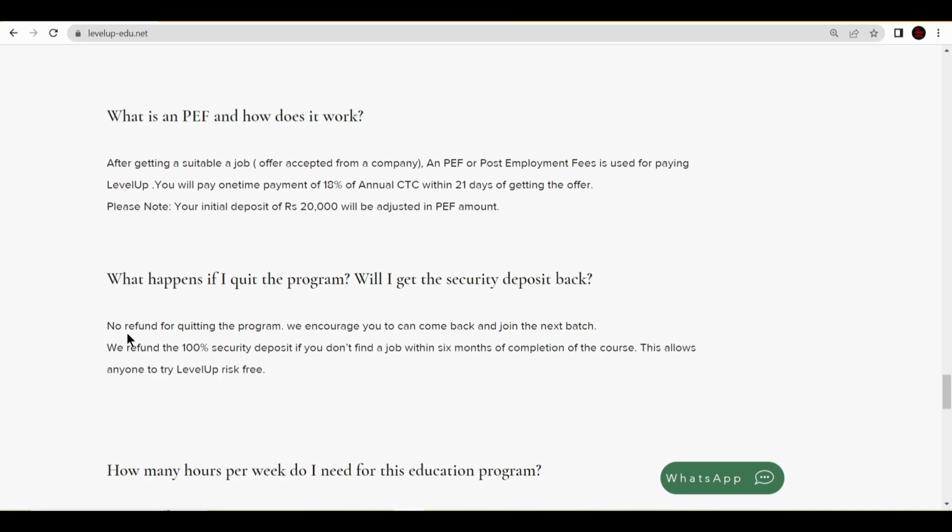They encourage that you can come back and join the next batch also. Suppose for any reason, medical or personal, you had to quit the program and were not able to complete it. At that time, you can join the next batch. And here you can see that we refund the 100% security deposit if you don't find a job within 6 months of completion of the course.